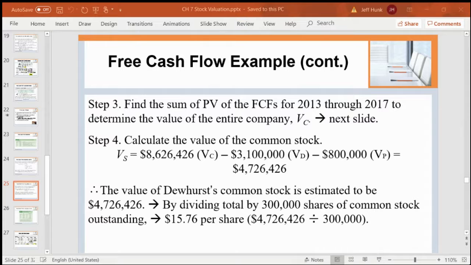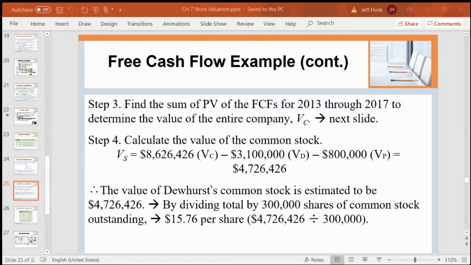So then what is that? That's the value of the company at the end of 2017. In other words, that's the value of all the free cash flows from 2018 and beyond, discounted back to the end of 2017. Okay, so that's 10.3 million.